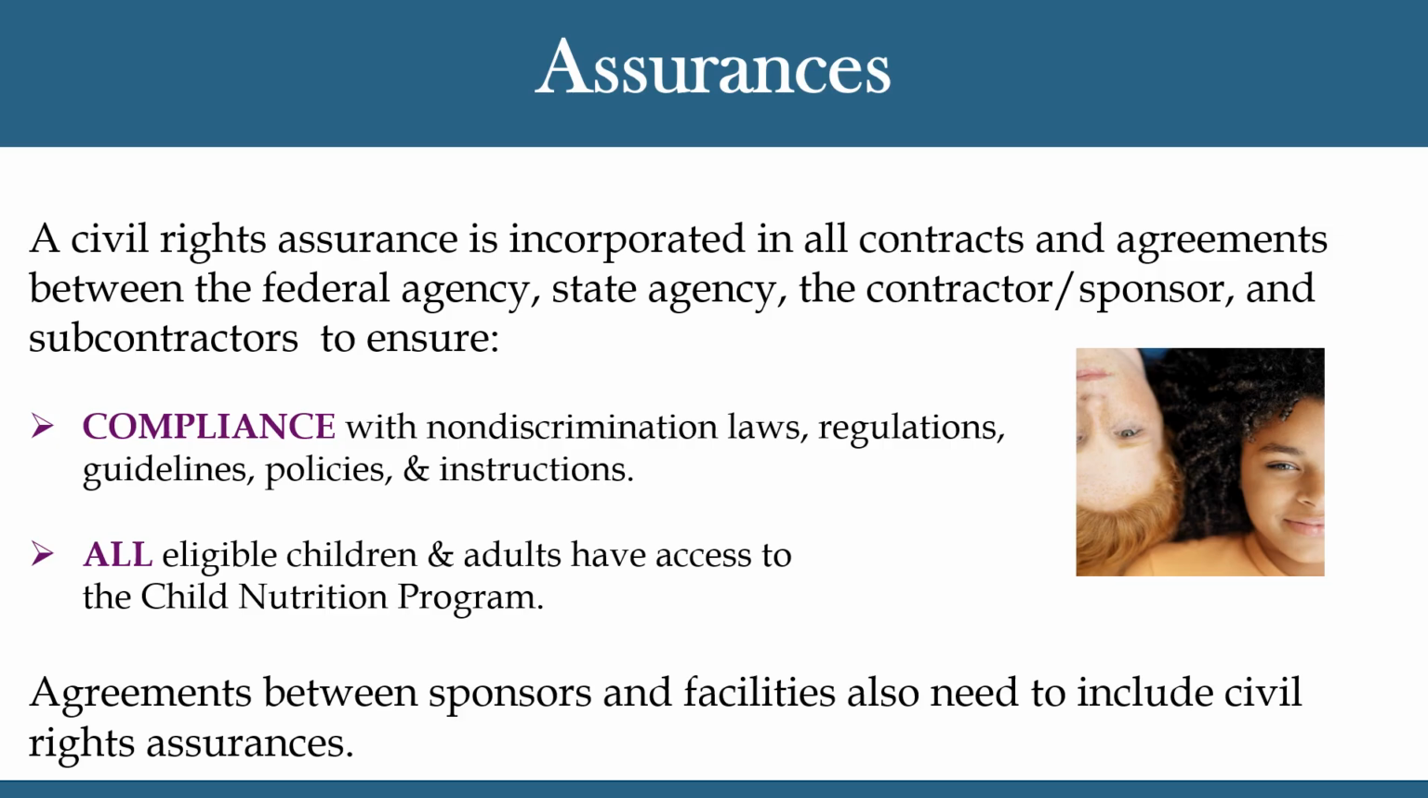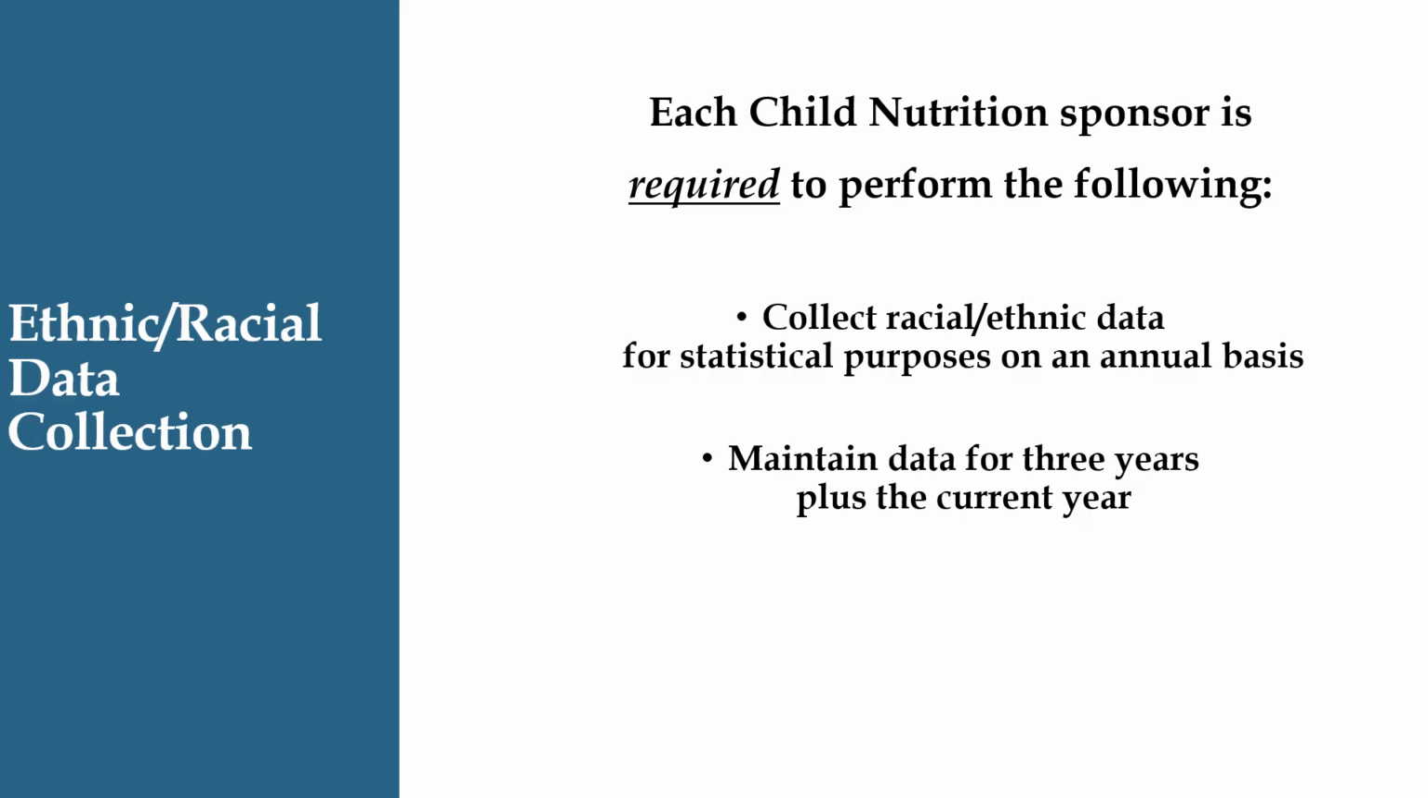Assurances address civil rights language, but these are in contracts. So in the permanent agreement between the state agency and an entity that's going on to one of our programs, they have assurance language. The templates that we have that you would use with a food service management company or if you're contracting with another school to provide meals has this assurance language in it. If you contract with anyone else, they must also have that language in it.